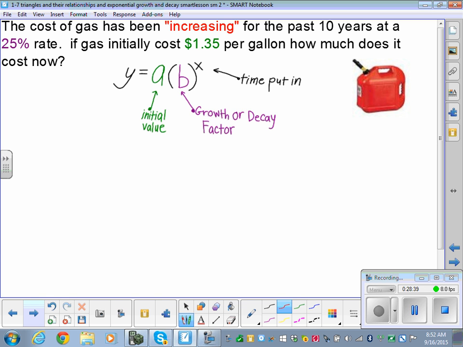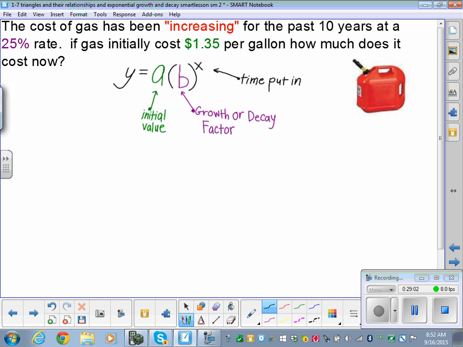Once again, I'm going to read that one more time. The cost of gas has been increasing for the past 10 years at a 25% rate. If gas initially costs $1.35 per gallon, how much does it cost now? We have to go through and plug it into our formula, but we have to put it in the correct spot. First of all, notice I put it in red, increasing.